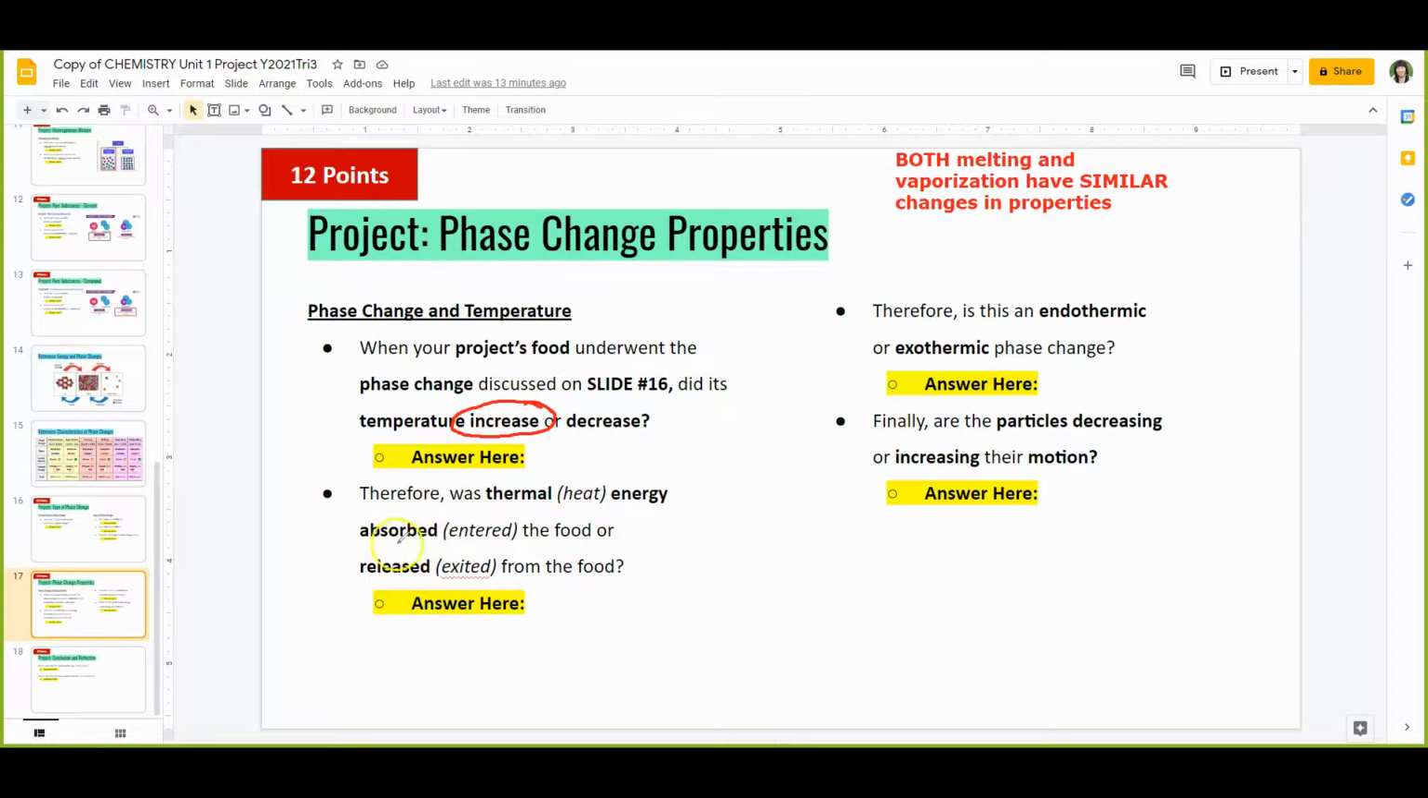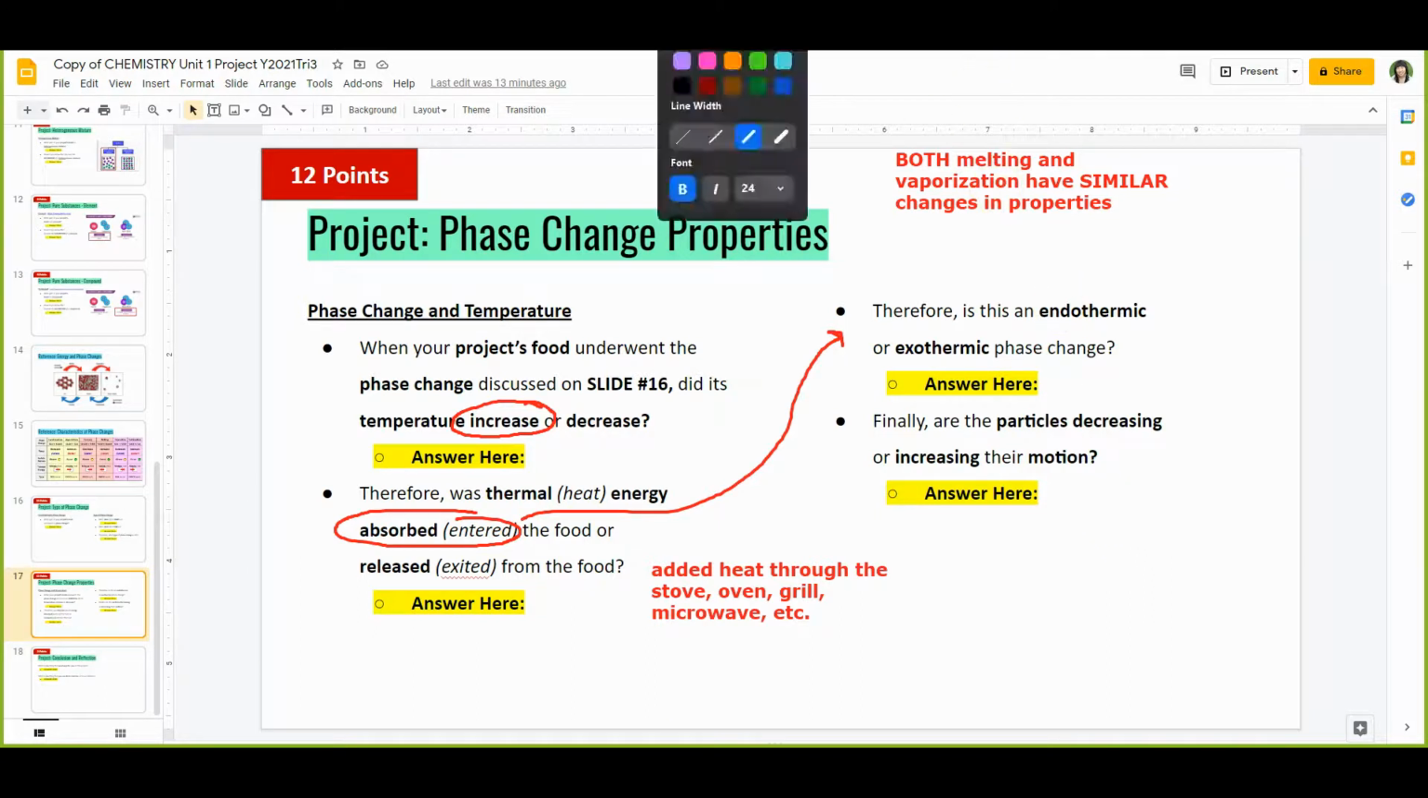We talked about how in order for that to happen, thermal energy had to be absorbed into it, and therefore what type of energy was added? We added heat through the stove, oven, grill, microwave, etc. And therefore, what is that going to be? Endothermic or exothermic? You should know that, right? If heat enters, what is that going to be? Endothermic or exothermic?